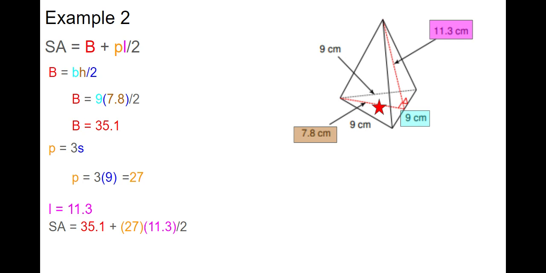And then now we have our slant height, which is 11.3. And put it in our formula. We should end up with 187.65 centimeters squared. Okay.